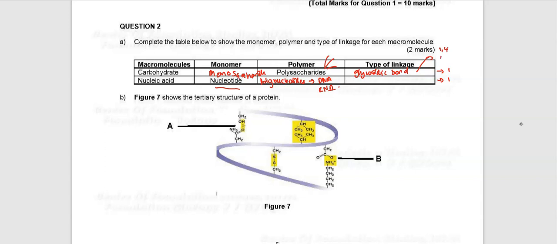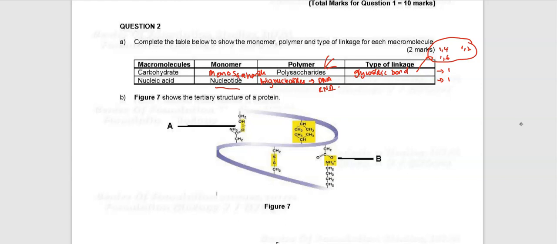So you have 1,4, 1,6, and then the other one is 1,2. The 1,2 is the bond present in the structure of sucrose. Sucrose, as you know, has the monomer alpha glucose linked to the next monomer, which is fructose. So for glucose and fructose, the linkage is 1,2 in the structure of sucrose. You have to know where these linkages occur.